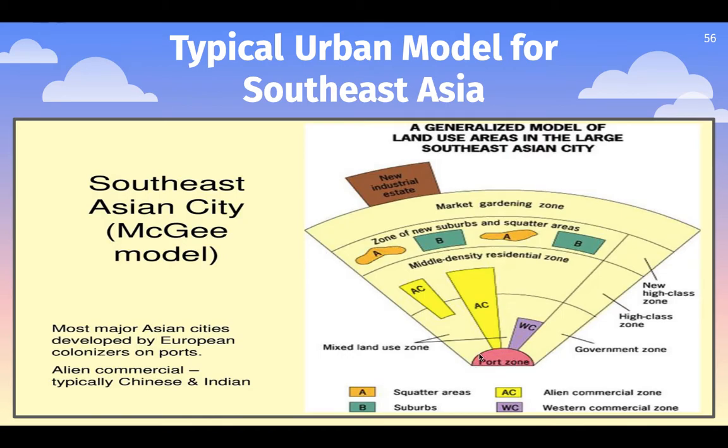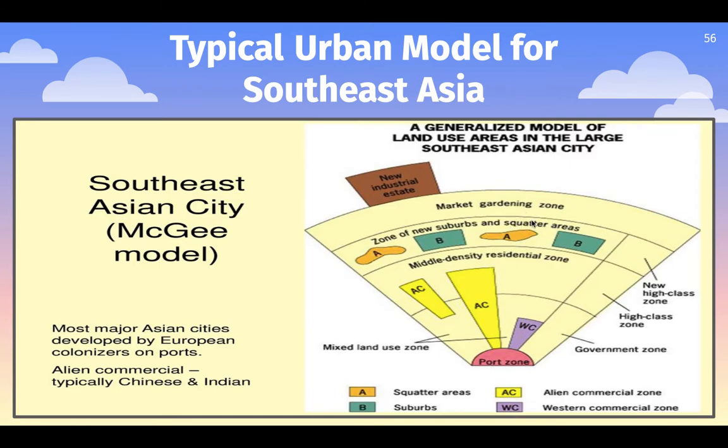The focal point is a port zone, right? Along the coast somewhere, we have this very important central business district, essentially, which is a port zone. And then, beyond that, we get into commercial zones, both domestic and foreign. In Southeast Asia, there are a lot of core nations involved in this trade, but also we have China and India that have really come to dominate much of the trade in Southeast Asia. Then we get to the middle density residential zone. Finally, we have suburbs and squatter areas.